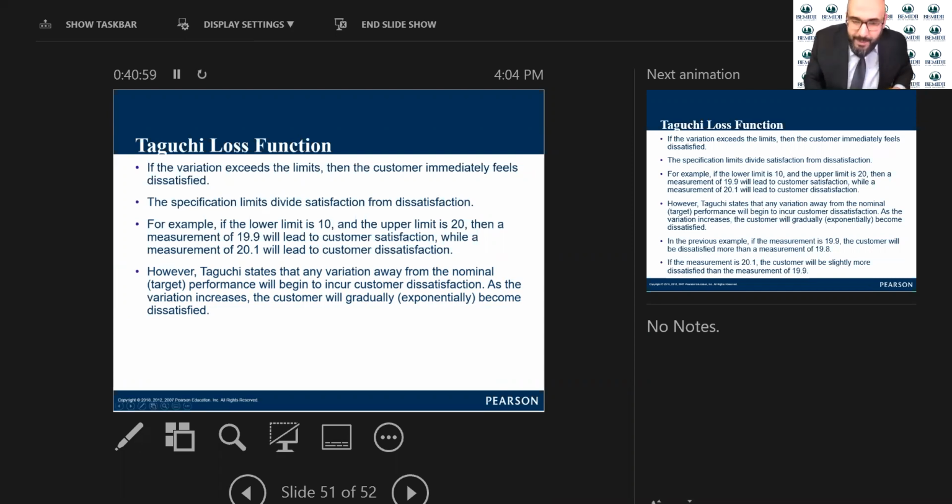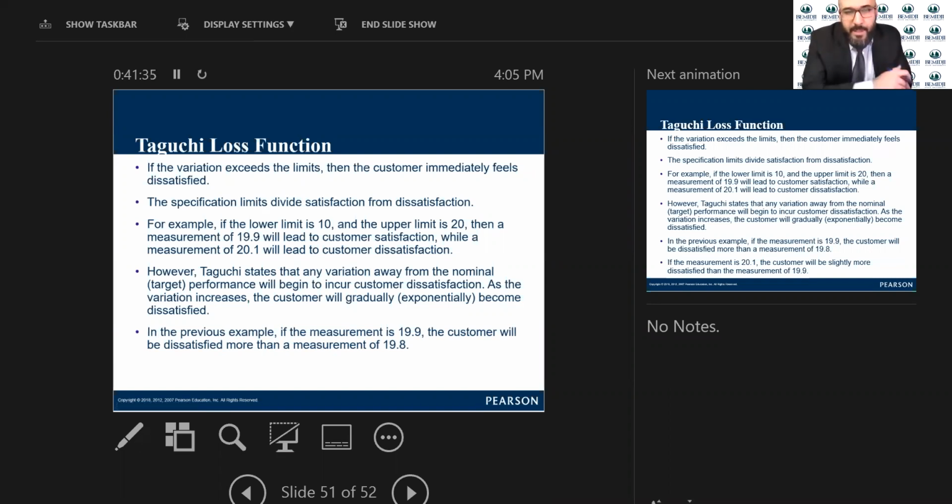satisfied. But Dr. Taguchi came up with a theory saying, no, this is not the way that we measure customer satisfaction. The customer will not be happy if you are away from the target. This is what Taguchi states: any variation away from the nominal, which is the target performance, will begin to incur customer dissatisfaction. As process variation increases, the customer will gradually become dissatisfied.